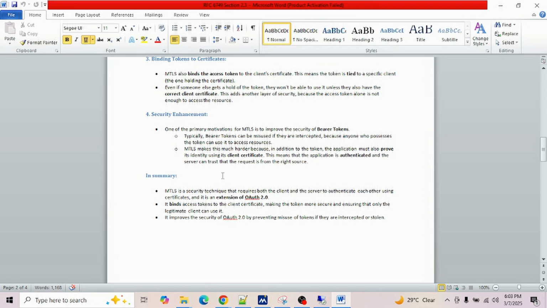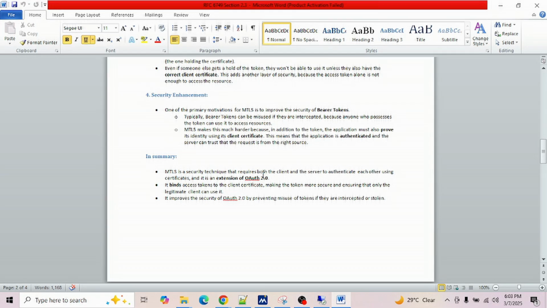Okay, so let's summarize what we have seen in this part. MTLS is a security technique that requires both the client and the server to authenticate each other using certificates. And this is just an extension of OAuth 2.0. It binds the access token to the client certificate, making the token more secure and ensuring that only the legitimate client can use it. Not anyone who gets the token can use it, because it's bound to the client certificate, and the certificate is with the receiver only, with the server basically. It improves the security of OAuth 2.0 by preventing misuse of tokens, even if they are intercepted or stolen. That's the concept of binding the access token to the client certificate.